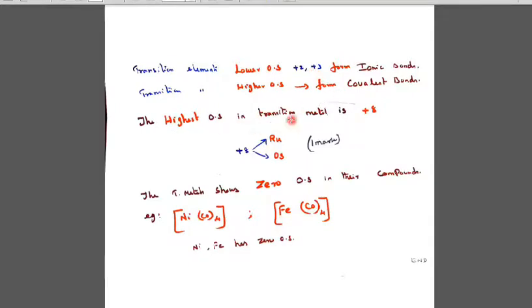And the highest oxidation number in transition metals is +8. In the beginning, in the general electronic configuration of d-block elements, I told you that ruthenium and osmium have a maximum oxidation number of +8. These two alone have +8. They will ask you this in a 1 mark question. Ruthenium and osmium have the +8 oxidation state, the maximum oxidation state.